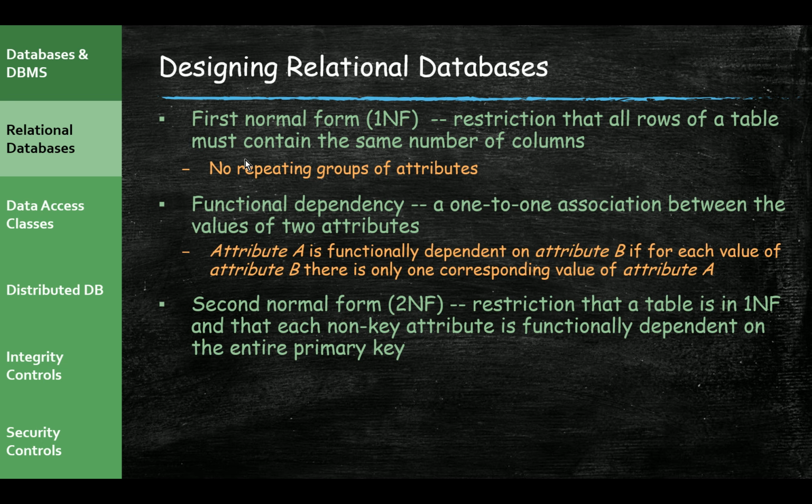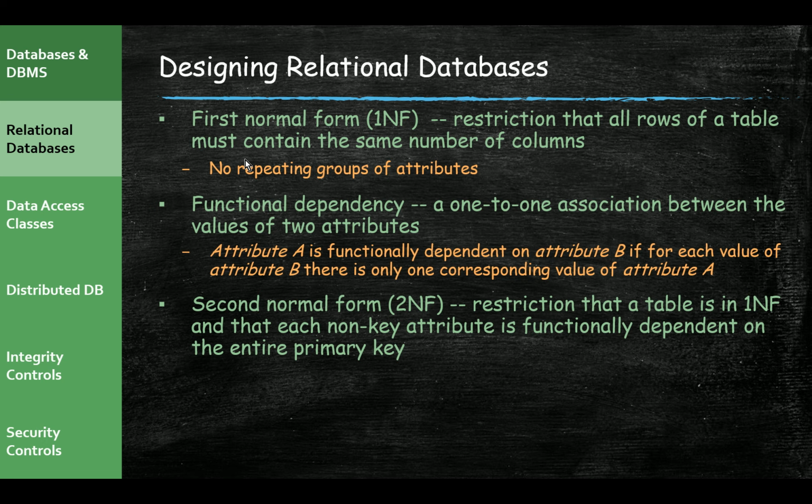The second normal form is a restriction that a table is in first normal form and that each non-key attribute is functionally dependent on the entire primary key. So we don't have multiple attributes. So every attribute in the table is functionally dependent.